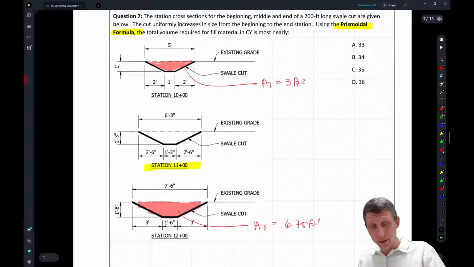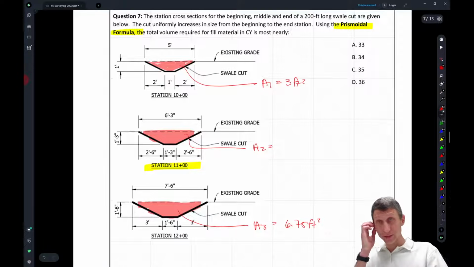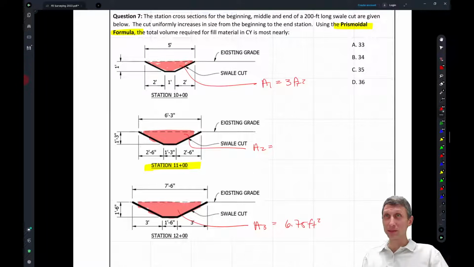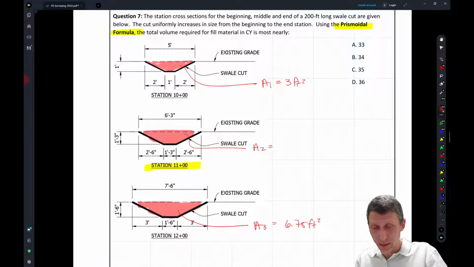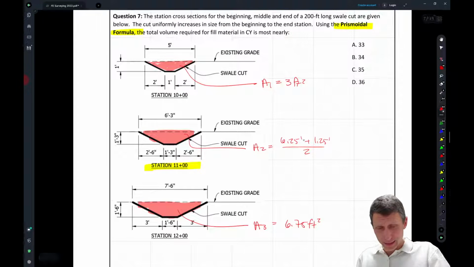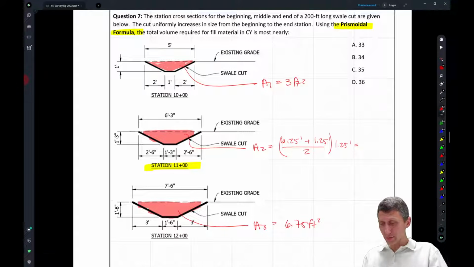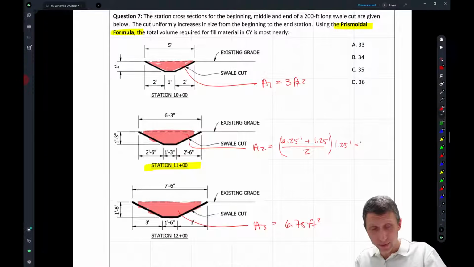So the new area that we need to find is this area here, and I'm going to call this area 2 for now, just because we have 3 areas, so I'm going to make this one the number 2. Okay, but what's this? This is going to be 6.25 feet plus 1.25 feet all over 2, and we got to multiply that by 1.25 feet to get the total area. So 6.25 plus 1.25, that's 7.5 divided by 2 times 1.25 was 4.6875. So hopefully I did that right.